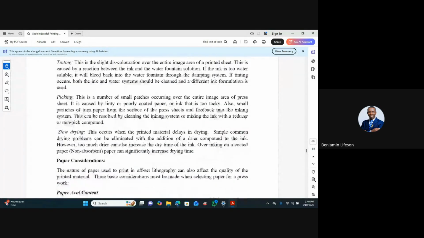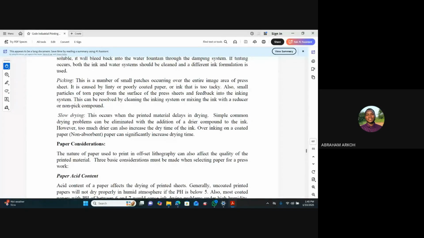Okay, so let's go to picking. Picking is a number of small patches occurring over the entire image area of the press sheet. It is caused by linty or poorly coated paper or ink that is too tacky. Also, small particles of torn paper from the surface of the press sheet feed back into the inking system. This can be resolved by cleaning the inking system or mixing the ink with a reducer or non-pick compound.